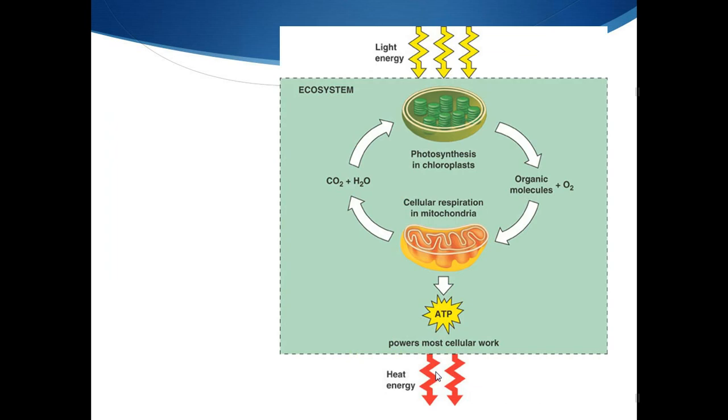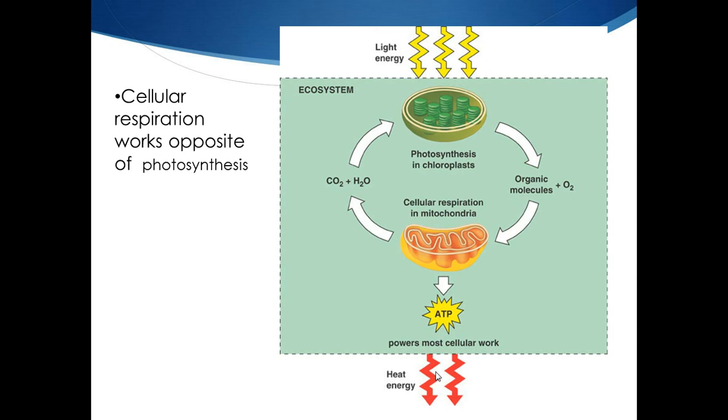Here's how it relates to the rest of the environment. Cellular respiration works opposite of photosynthesis. You've got the chloroplasts here, which are creating the glucose, or forming the glucose. You've got the glucose plus the oxygen going into the mitochondrion. This is where you're forming the ATP, which powers most of the cellular work that your body needs to do. It also produces some heat, which is why you have an internal body temperature.